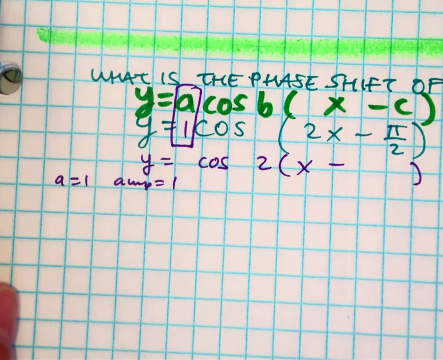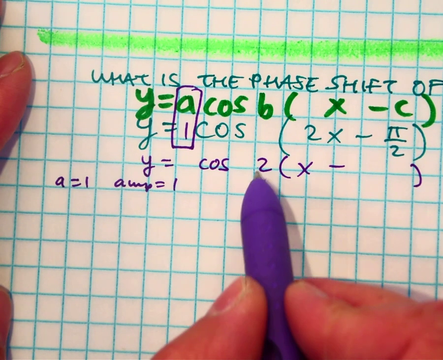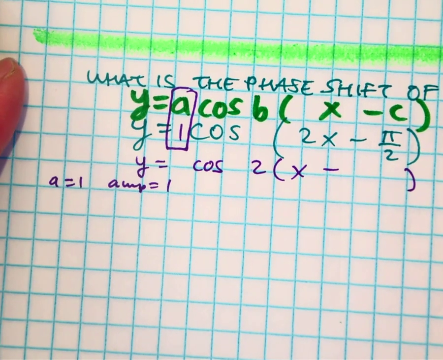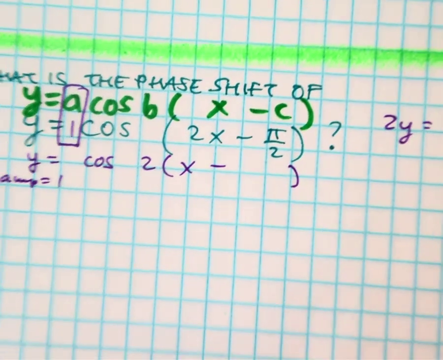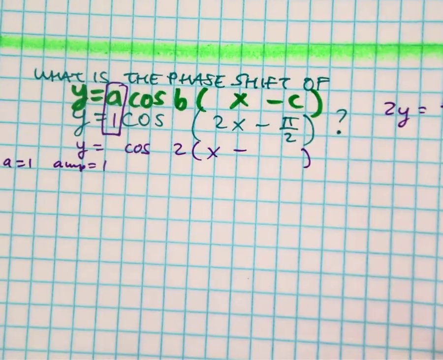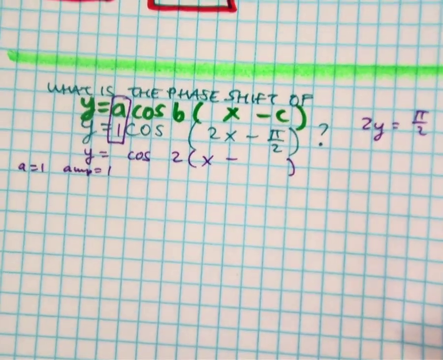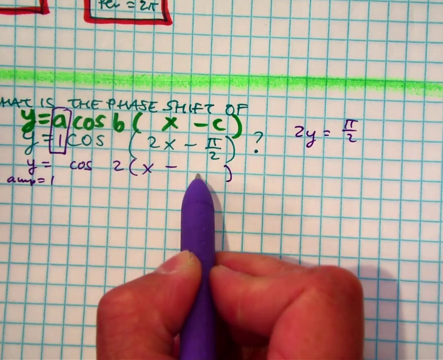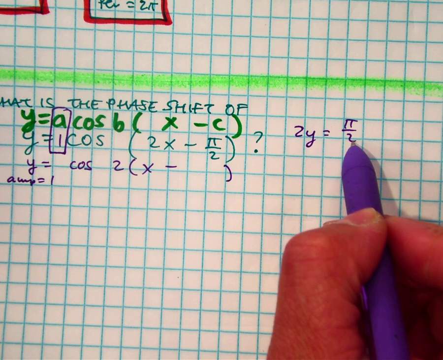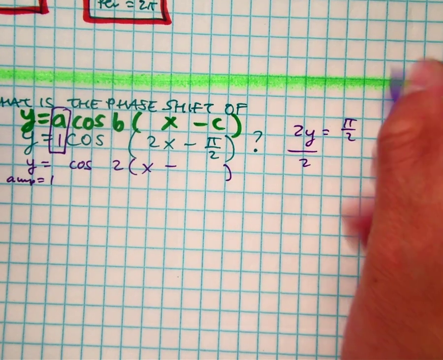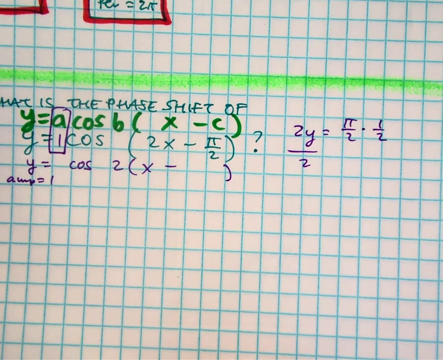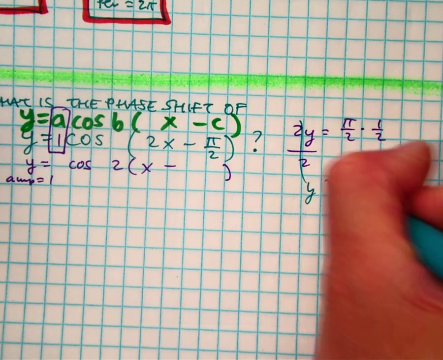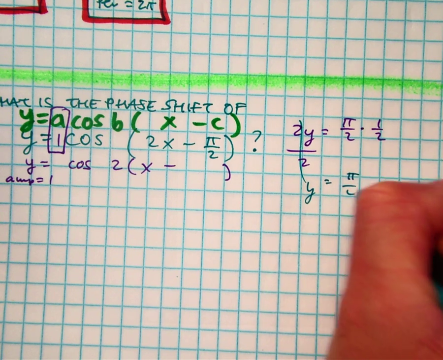Okay, let's just say you don't know what it is. 2 times something, I'll call that y, equals pi over 2. Well, I can just divide by 2 on both sides. Remember, dividing by 2 is the same as multiplying by 1/2. And then you multiply across and I get pi over 4.